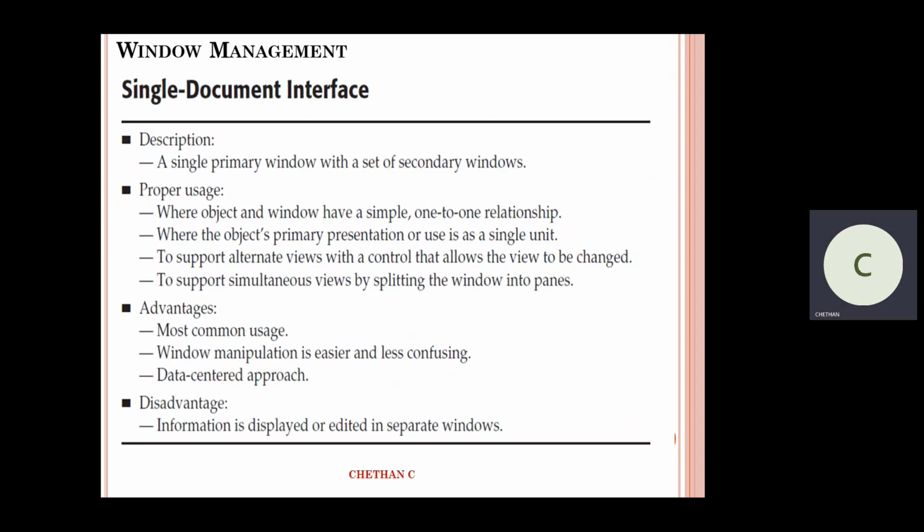Description: a single primary window with secondary windows. Proper usage is when an object and a window have a simple one-to-one relationship, when the object's primary presentation is used as a single unit, like that.